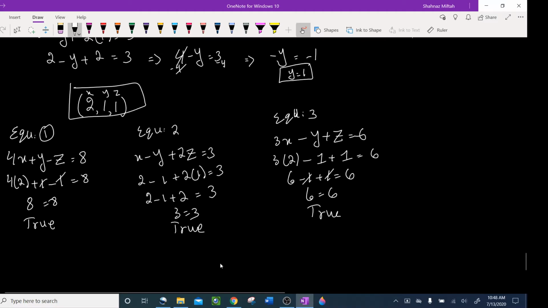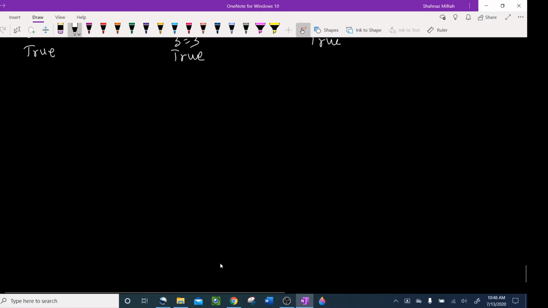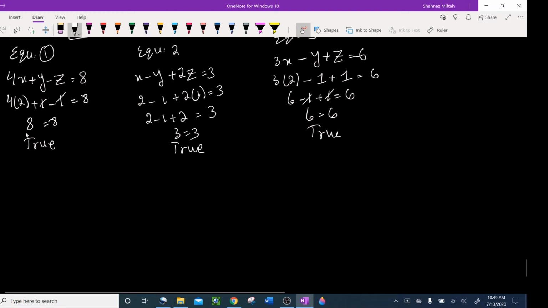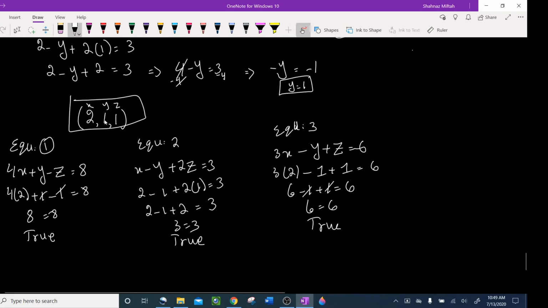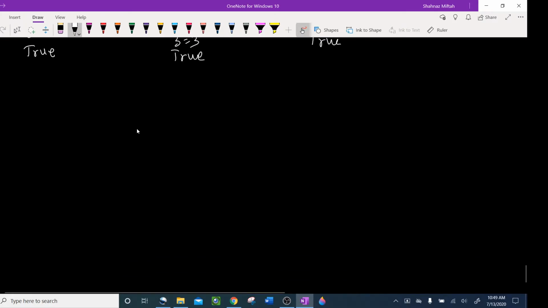Okay. Let's do another example. And by the way, if we get something like this, a true statement, and we got all the x, y, and z values, then we're going to say we have a solution for it. It's one solution for the equations, consistent equations. Okay, let's do another example, example number 2.